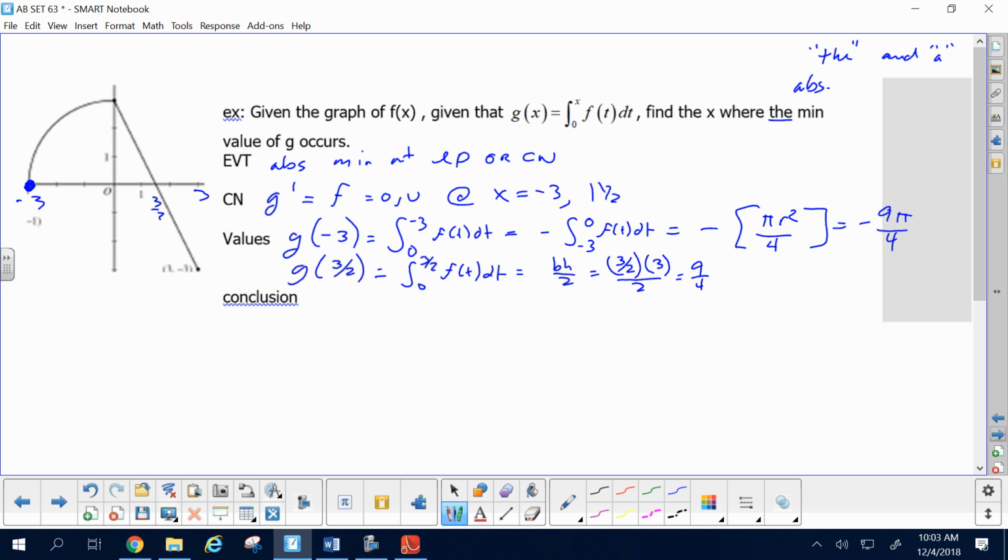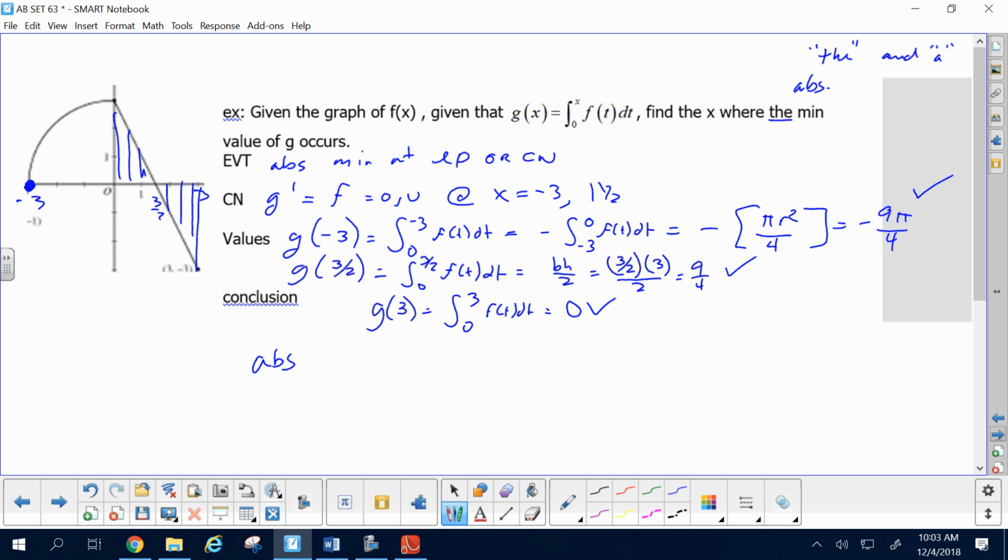The last candidate is the last endpoint, which is G at 3. 0 to 3, the curve area under 0 to 3, well, that's the area from here and here. And what do you notice about those areas? It's 0. They cancel each other out, so that's 0. The only 3 candidates for absolute min are these 3. Any other value cannot be the lowest, so I need to just choose between those. What's the absolute min value?